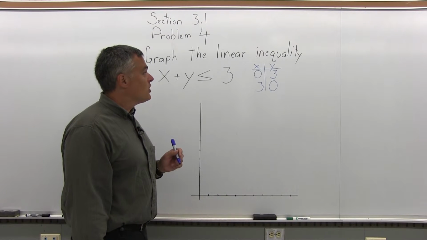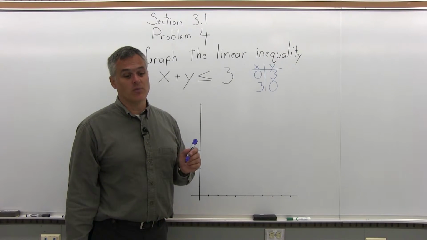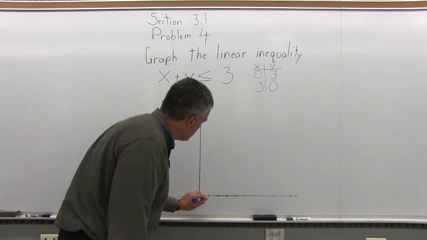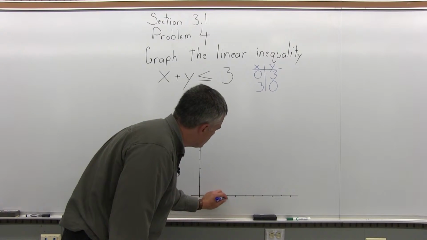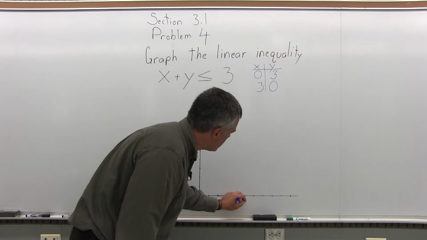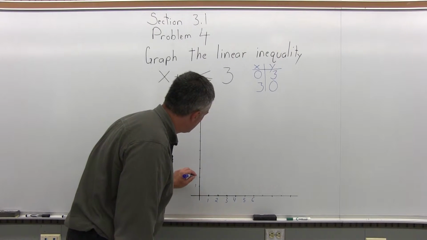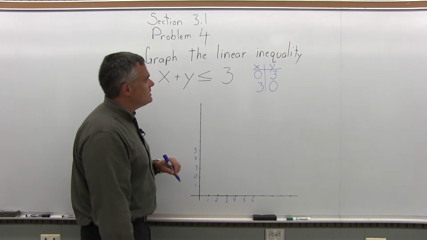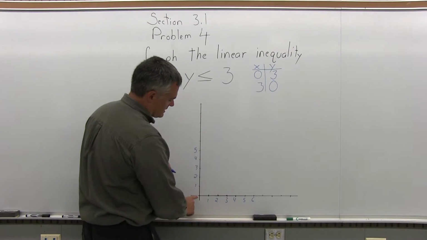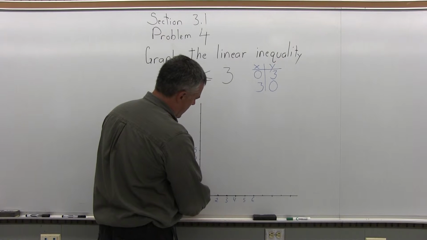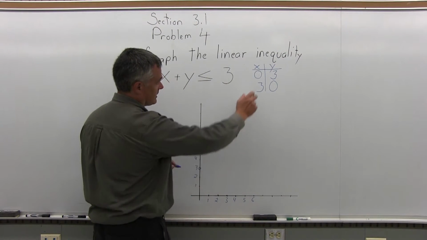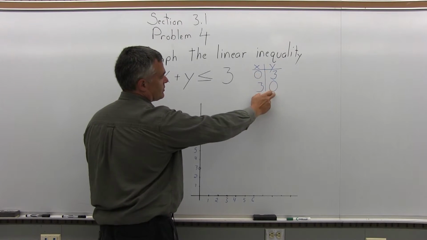Step 2 is plot those 2 points on a graph, the 2 points from step 1. So 0, 3, well, let me put in the numbers. 1, 2, 3, 4, 5, 6, that's enough. 1, 2, 3, 4, 5, that's enough. 0, 3, my first point, if I start from the origin, go over 0, up 3, I wind up there. 3, 0 is the other one.